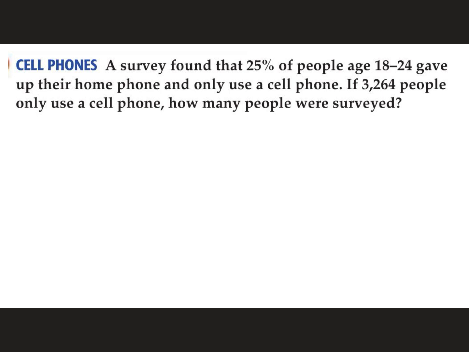Now we're going to use either the percent proportion or equation to help us with this word problem. A survey found that 25% of people age 18 to 24 gave up their home phone and only use a cell phone. If 3,264 people only use a cell phone, how many people were surveyed? So the biggest thing with word problems is remembering that is the part and of is the whole amount.